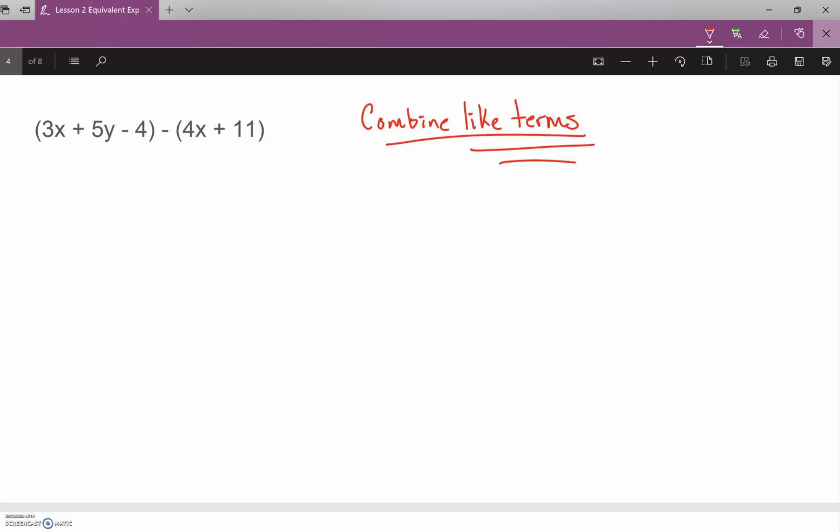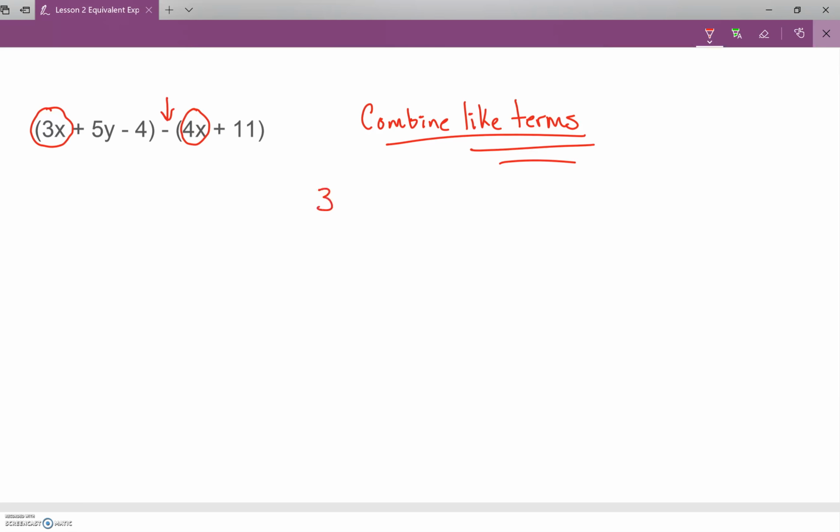So we can look through and we know we are subtracting. First thing I'm going to do is find a term here that is 3x minus 4x. Those are like terms. So I'm going to show my math for that. It's 3 minus 4. 3 minus 4 would equal negative 1. So these two terms that are circled are going to become negative 1x. Or just negative x, because you don't need that coefficient of 1.